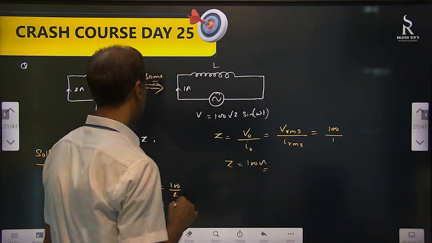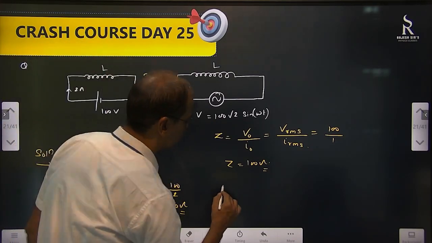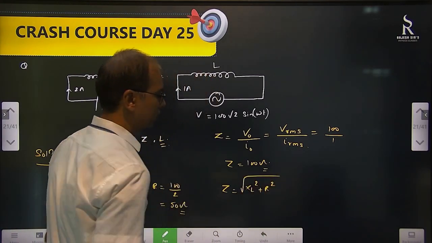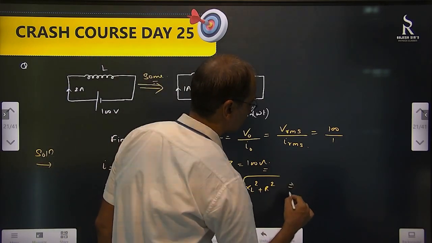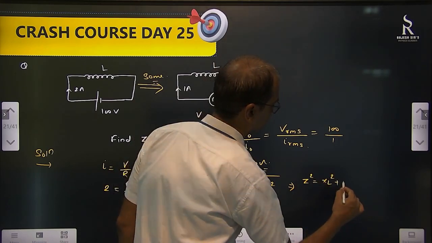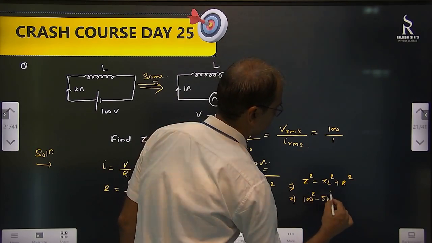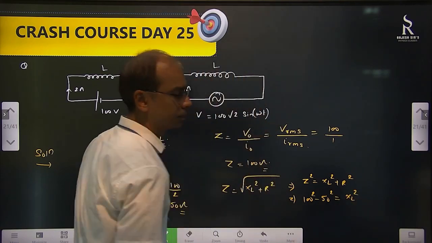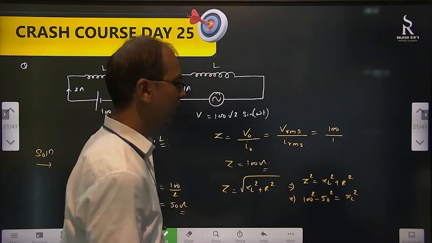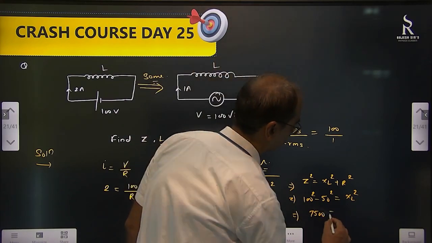Now the question is, what is L? If they are asking what L is also, then what to do? Z value is actually the square root of XL square plus R square, and this is 100. So you will do Z square equal to XL square plus R square. So this is 100 square, R square means 50 square, equal to XL square. 100 square means 10,000. 10,000 minus 2,500 will be 7,500 equal to XL square.